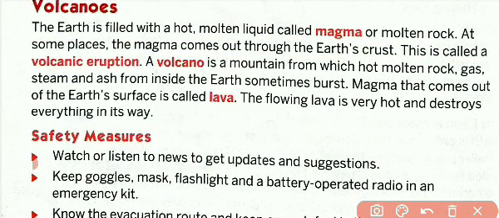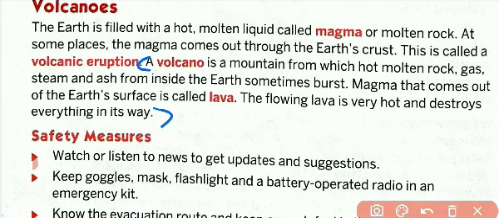A volcano is a mountain from which hot molten rock, gas, steam and ash from inside the earth sometimes burst. Magma that comes out of the earth's surface is called lava. The flowing lava is very hot and destroys everything in its way. Now children, underline this.